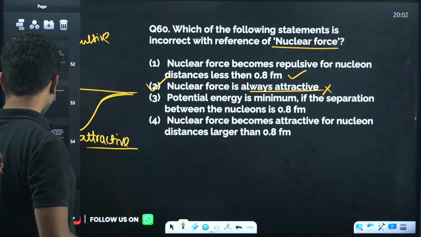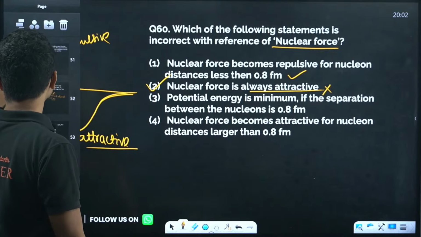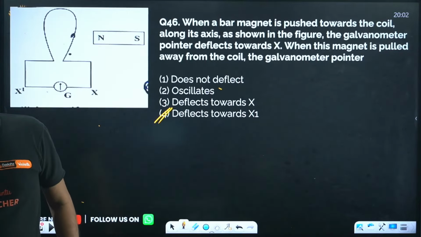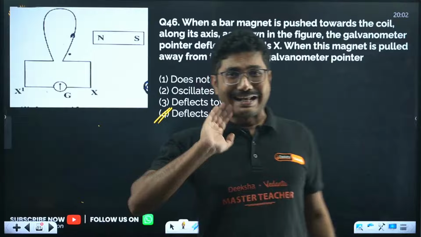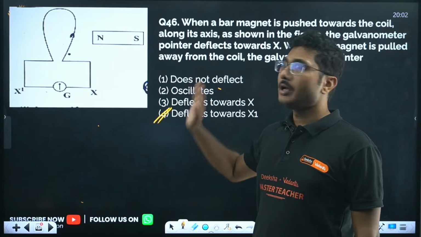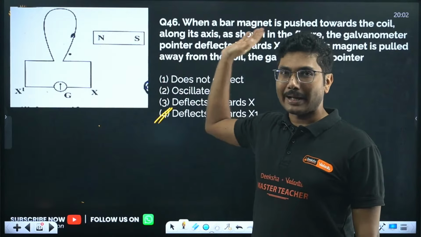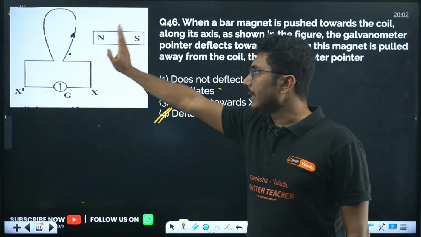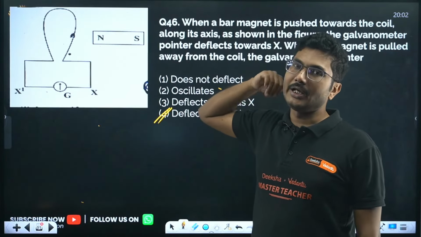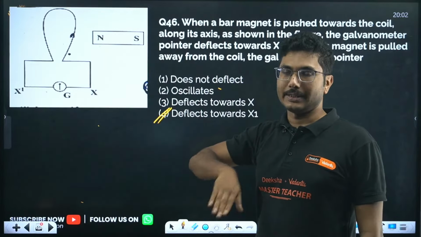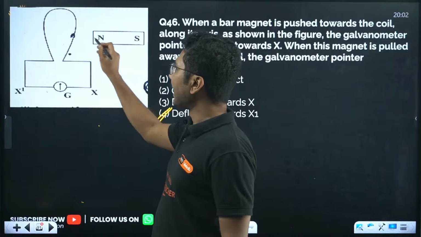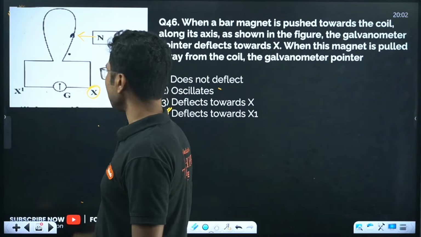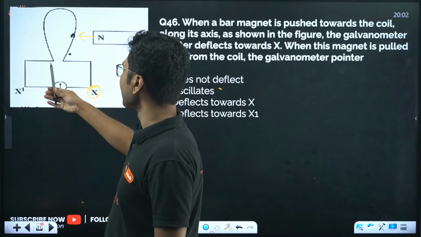Now someone asked me to solve question number 46. Yes, so what is your doubt, Kunal? This is very simple. Lenz's law says that when you bring the magnet towards the coil, whatever the direction of the induced current, if you take the magnet in the opposite direction, the induced current will be in the opposite direction. That's it. When the magnet is moving towards the coil, the induced current was in the direction of x. That means the galvanometer deflects towards x.